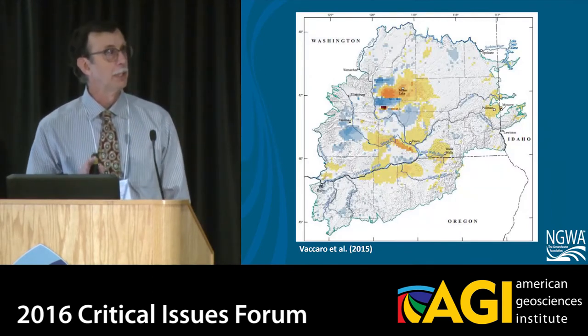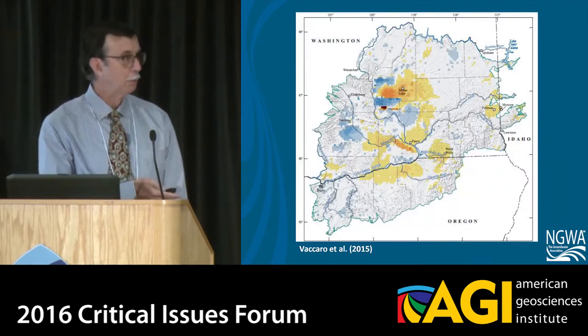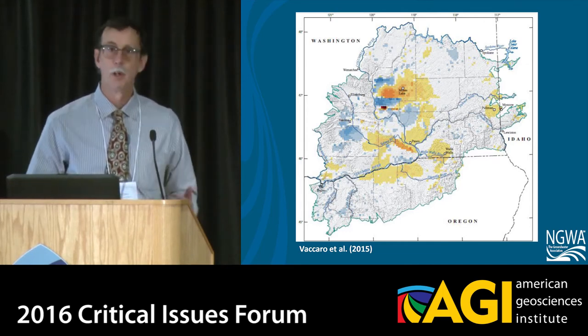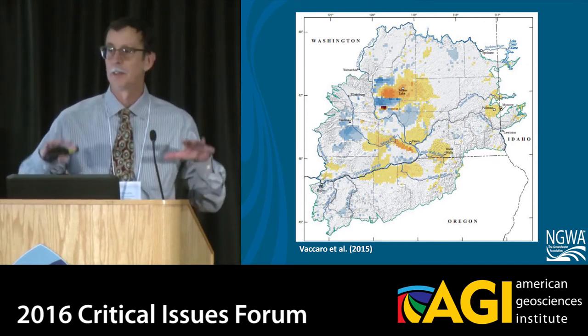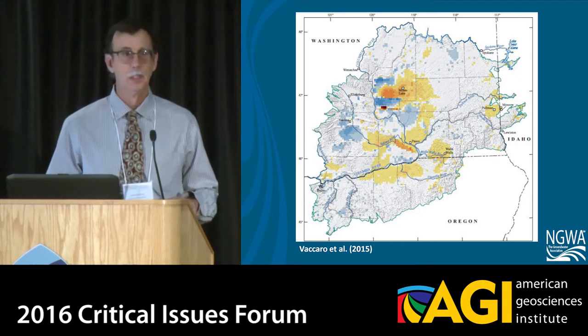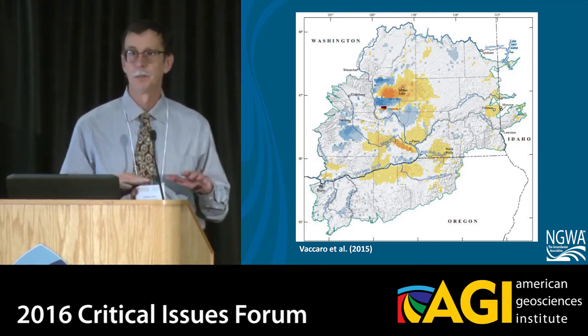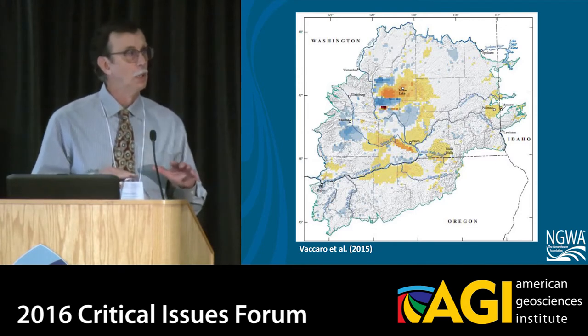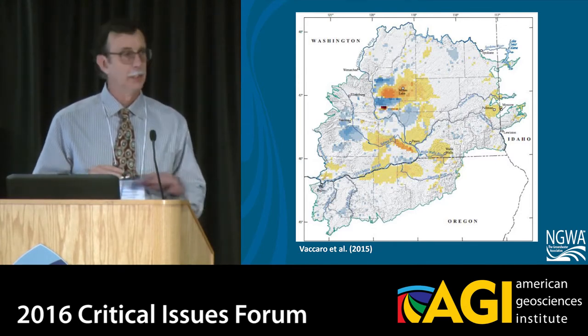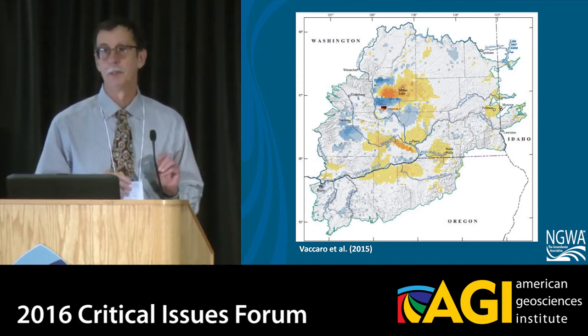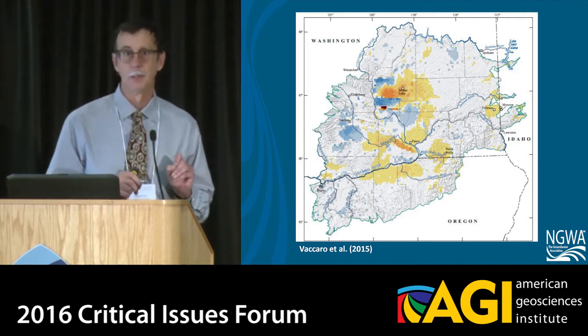The important point of this map is just to show you that the blue areas are where water levels have gone up. The yellow areas are where water levels have gone down. So what you have here is essentially large cones of depression, over 100 feet and more of water level decline. And this is one unit.